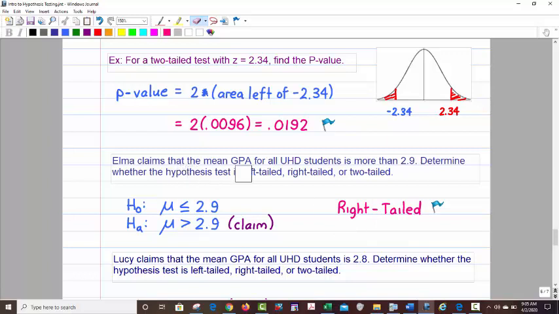Alma claims the mean GPA for all UHD students is more than 2.9. All right, let's determine whether it's left-tailed, right-tailed, or two-tailed. So what I'm going to do is write down the H0 and HA. More than means greater than. So your claim is greater than, which will be an HA, because all greater thans are HAs.